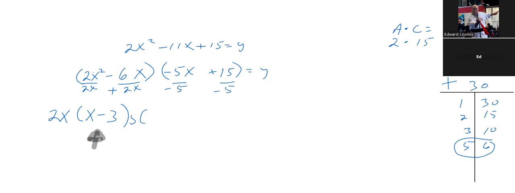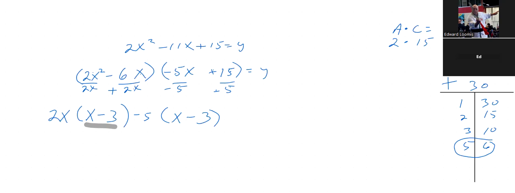Let me clear that. I'm getting ahead of myself. I'm going to take out that negative 5. Negative 5x divided by negative 5 gives me a positive x. 15 divided by 5 is 3, and positive divided by negative makes that 3 negative. Now, if I look at the parentheses, they're exactly the same, including the signs. If I didn't take that negative 5 out, my signs would be different.